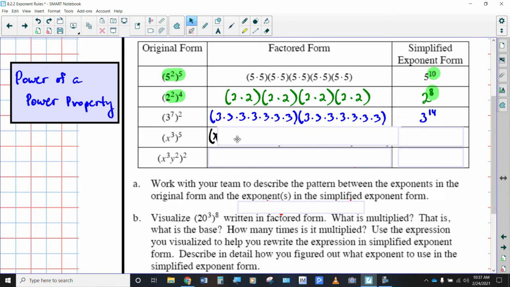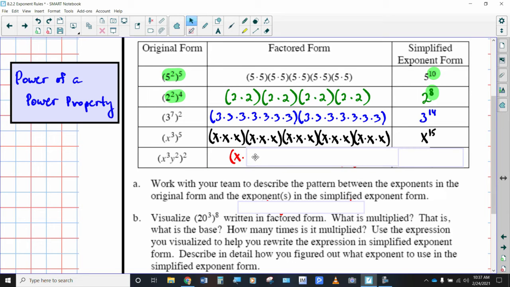Here you got x to the 3rd. Here's your x to the 3rd, and then how many times is that going to be repeatedly multiplied? 5 times. So how many total x's are there all the way across? A total of 15 of them. And then this last one gets a little trickier because we're going to have to eventually use some commutative property.